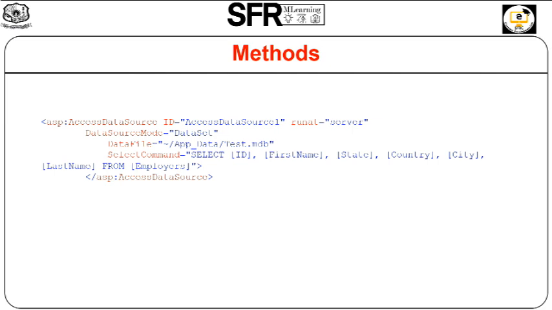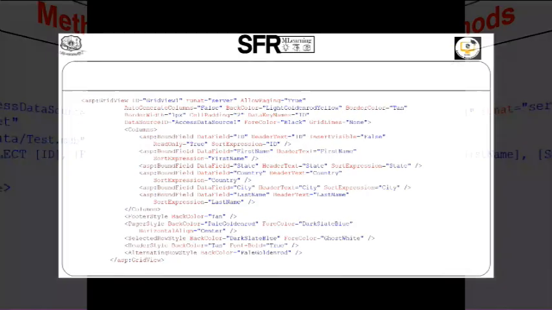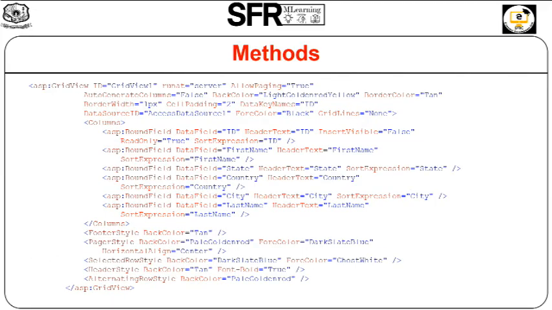This is an example source code for the Access Data Source Control. In this we can see the first line is asp:AccessDataSource ID, which refers to which Access source we are using. Next, this is the view that is used with the Access Data Source Control, that is the GridView. Using the GridView we can view the Access database as a table in our website.